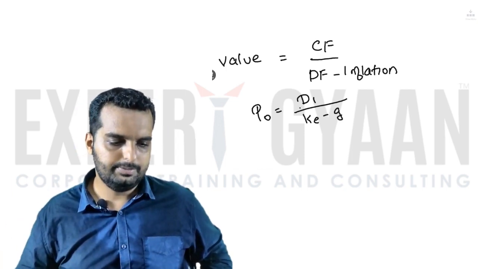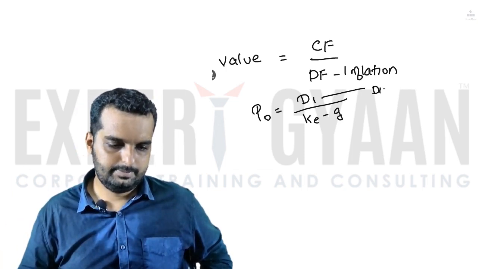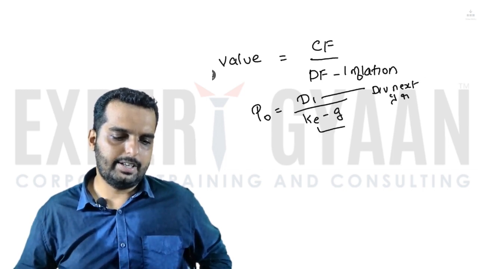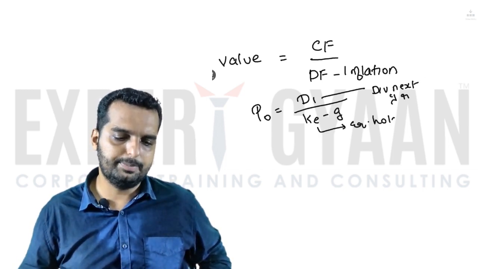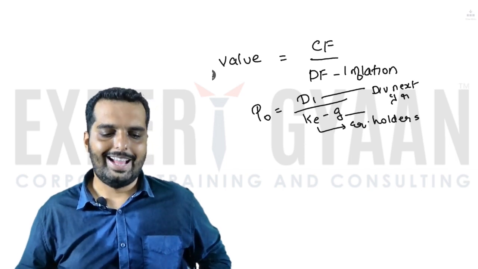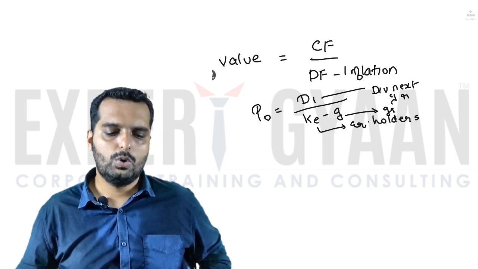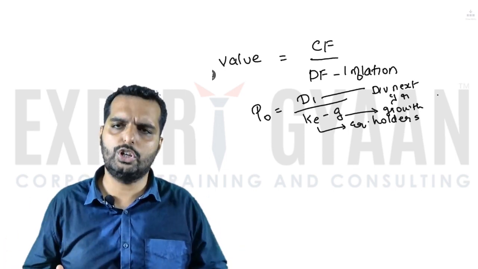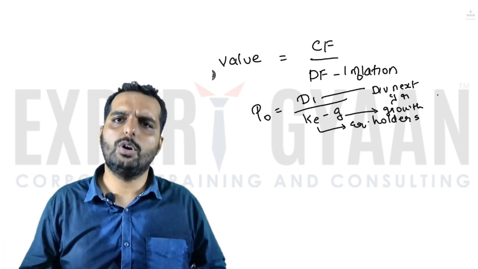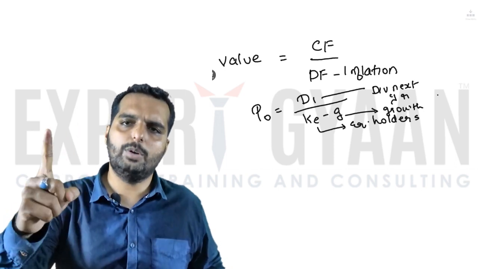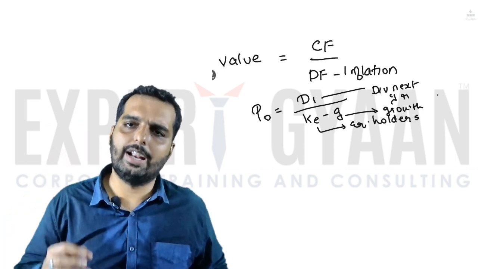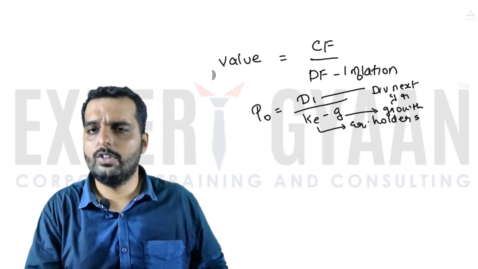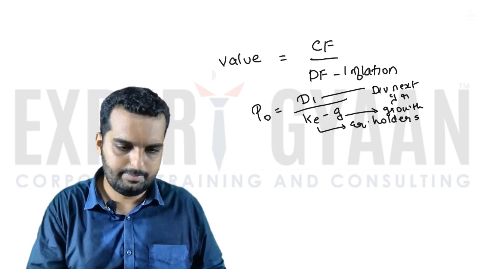Let me write it down. KE is nothing but equity holders' expectation and G is nothing but the growth. So friends, to 100% understand the logic of this formula, we also have to learn what is D1, what is KE and what is G. So let us go to subconcept number 1, the logic of D1.